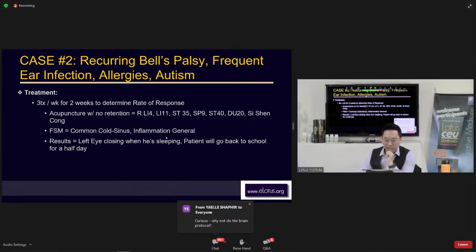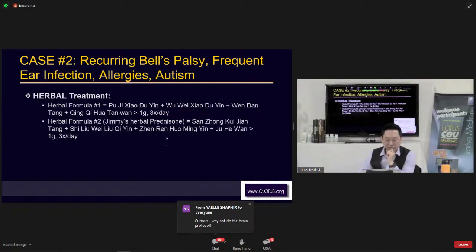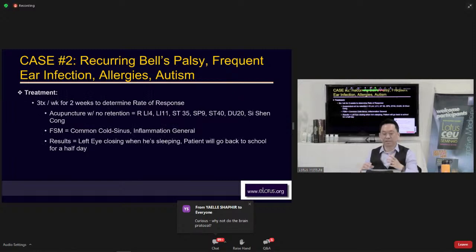They also, I don't know if I put it in here, because they couldn't do the needles, they put ear seeds on him too. Put ear seeds and just pushed while he was in the office on these points. So right side: large intestine 4, 11, stomach 35, spleen 9, stomach 40, du 20, and 四神聪.